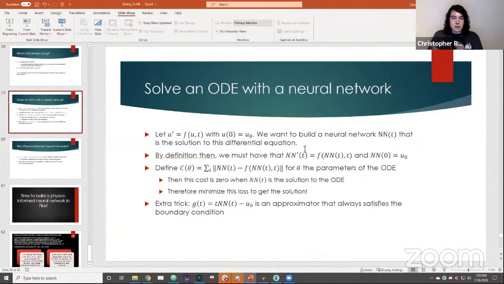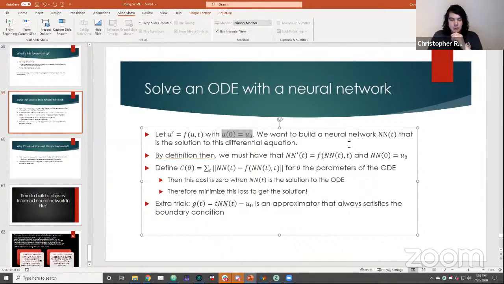How do you do this with just an ODE? Let's just run through a full example, start to finish. So let u prime equals f of u, t, with an initial condition. Right, so a neural network is a function approximator. We want to represent the solution to this ordinary differential equation with our neural network.